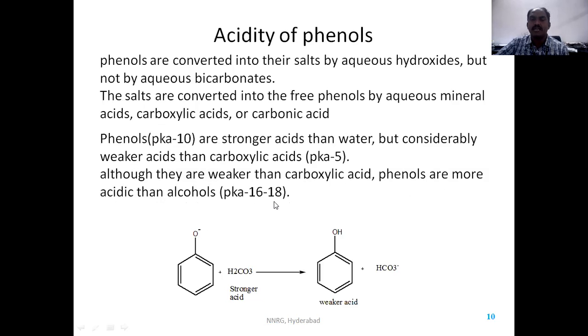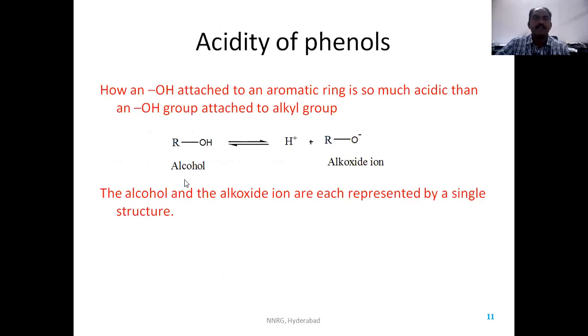Why are they more acidic than alcohols? We'll see. The pK value of alcohols is 16 to 17, whereas the pK value of phenols is only 10. When you compare, the lower the pK value, the stronger the acid. So phenols are stronger acids than alcohols. Why are alcohols less acidic than aromatic alcohols? Why is a hydroxy group attached to an aromatic ring more acidic than a hydroxy group attached to an alkyl group? Normal alcohols are less acidic than phenols.